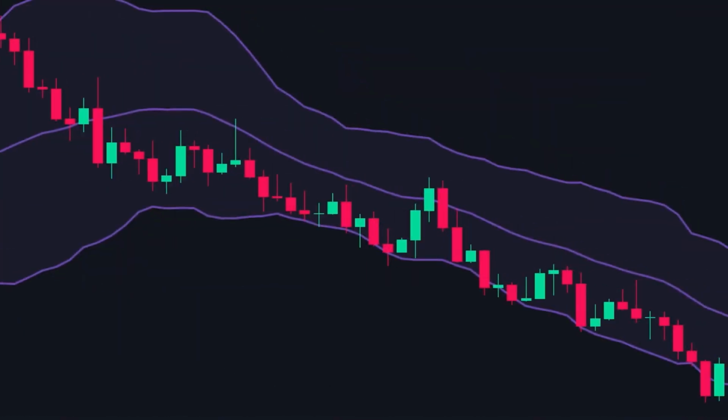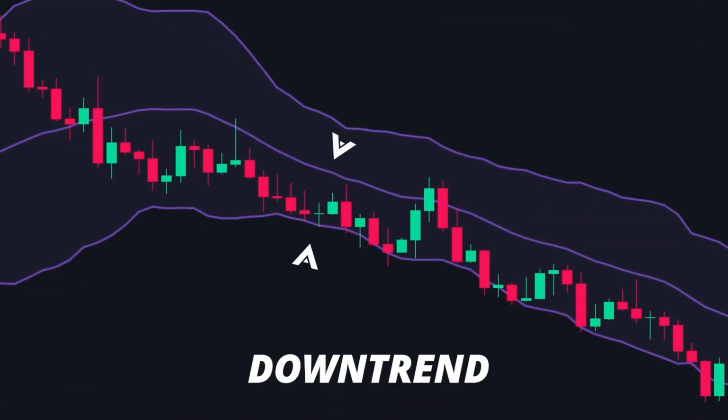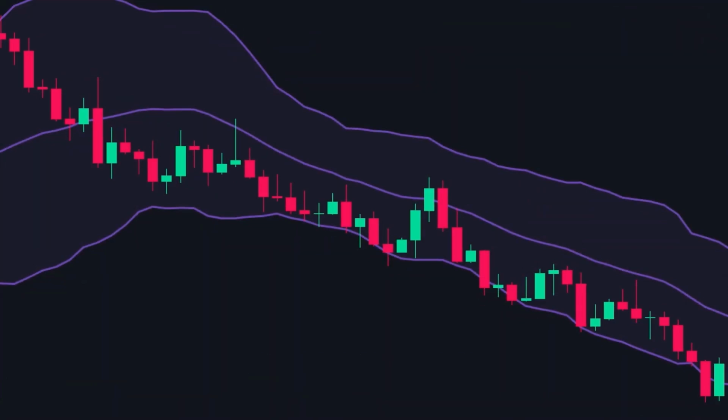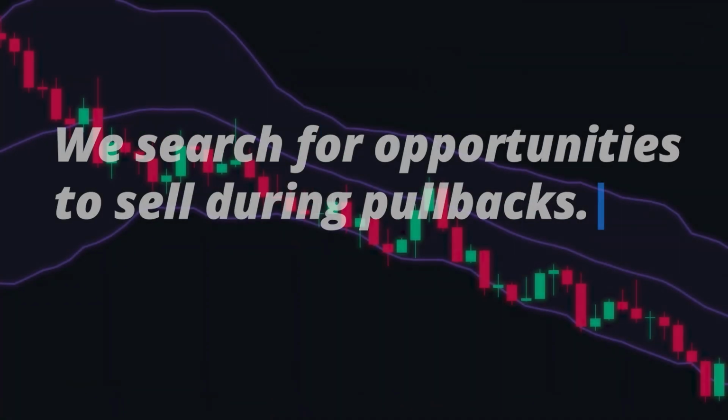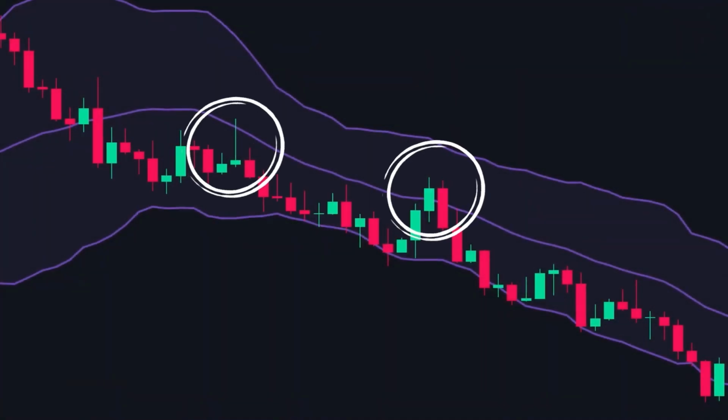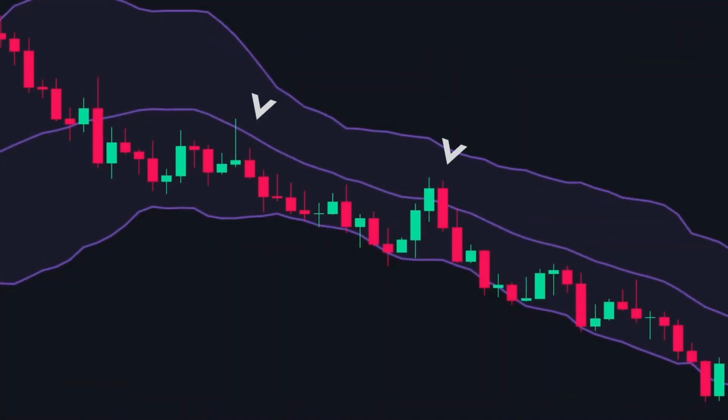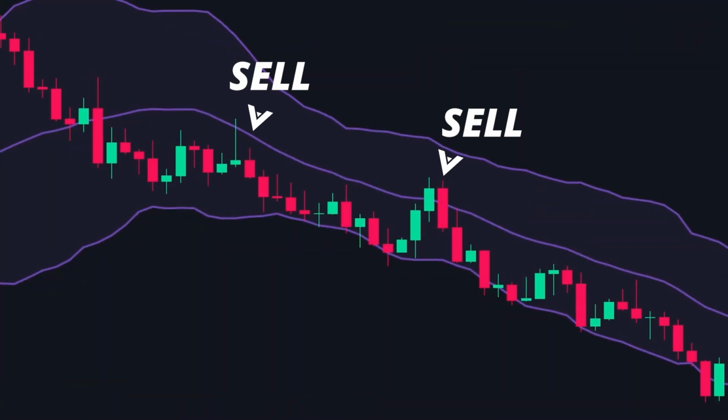Similarly, if the price is trading between the middle and lower bands, we call it a downtrend. In such a downtrend, we search for opportunities to sell during pullbacks. These pullbacks frequently occur at the middle band, therefore, we focus on selling around this level.